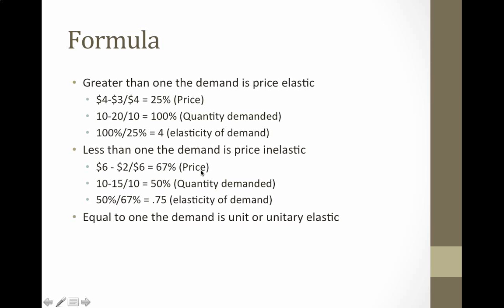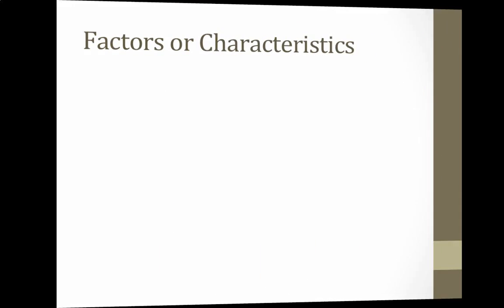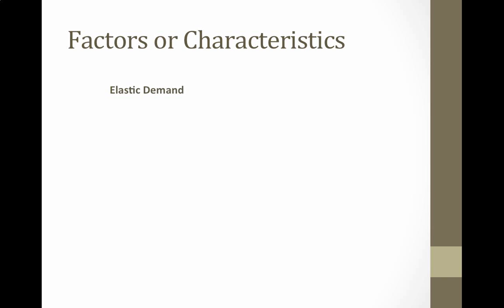And then we'll do some of these in class, but if it ends up being equal to 1, it's said to be unit or unitary. So greater than 1 is price elastic, less than 1 is inelastic, and equal to 1 is unit or unitary elastic. Factors that we're going to look at: if it has an elastic demand, there's going to be lots of substitutes for it. So anything that you go out and purchase and they change the price a little, you're just like, I won't buy that.